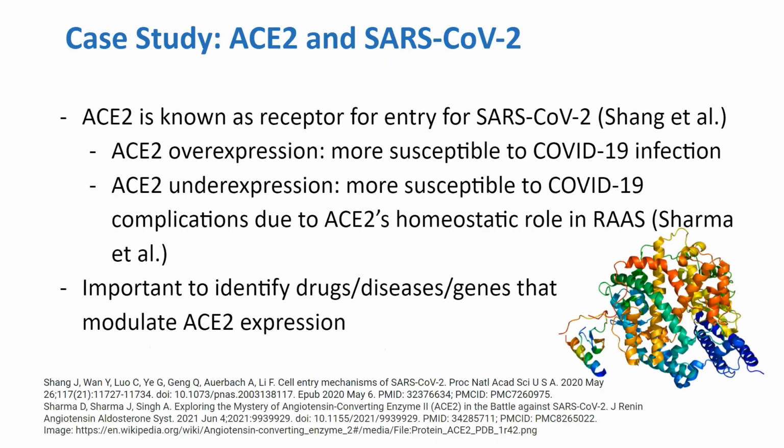As a case study to understand the utility of the appyter, we looked at SARS-CoV-2. It has been established that ACE2 is a cellular receptor for entry for the SARS-CoV-2 virus, and a recent review suggests that patients with overexpressed ACE2 are more susceptible to COVID-19 infection, while patients with underexpressed ACE2 are more susceptible to COVID-19 complications due to the important homeostatic role that ACE2 serves in the renin-angiotensin-aldosterone system. Therefore, it's important to identify drugs or diseases that modulate the expression of ACE2.